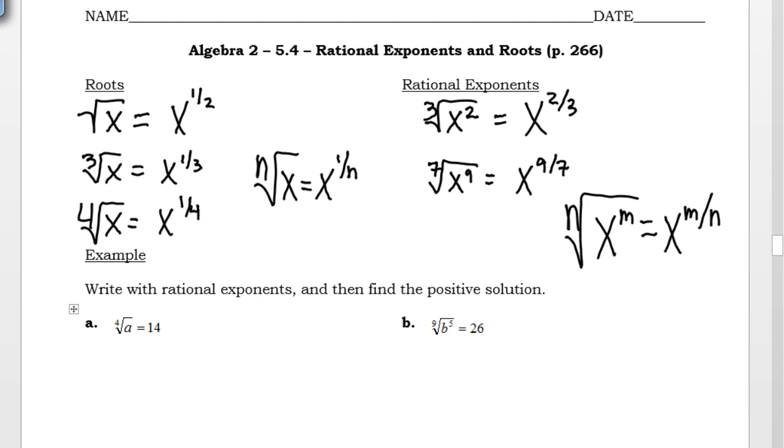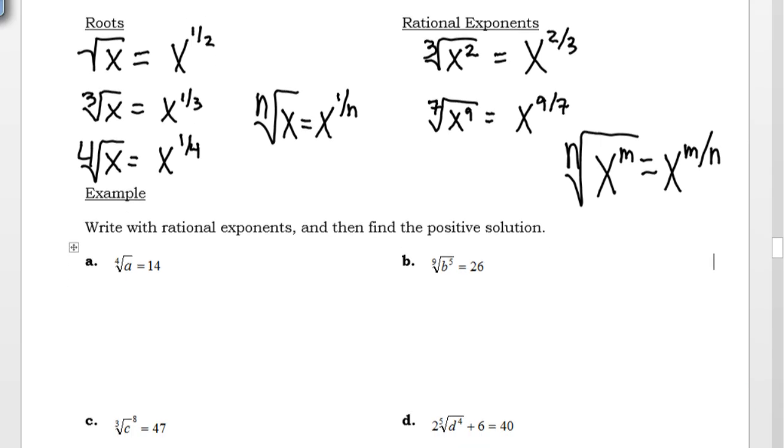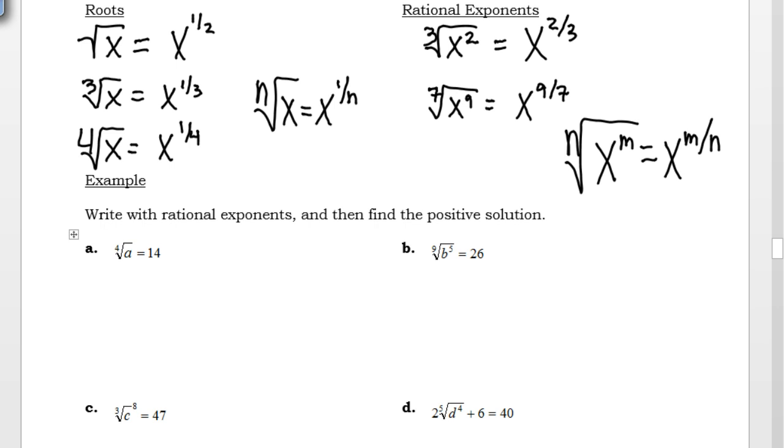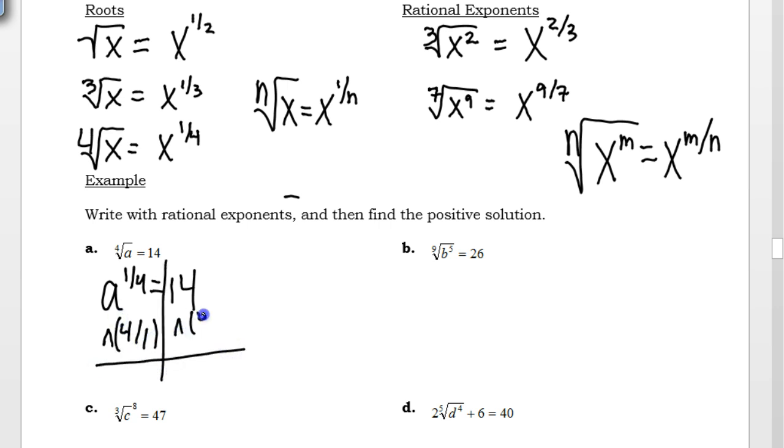So we're going to take some of these root equations, rewrite them as rational exponents, and then we can solve them using the same thing we did on the previous lesson. We do the reciprocal, or we flip the power. So the fourth root of a can be rewritten as a to the 1/4 power. And then if I want to solve that, I need the reciprocal, which is 4/1. So if I do the power of 4/1 on both sides of the equation, I'll get my answer.